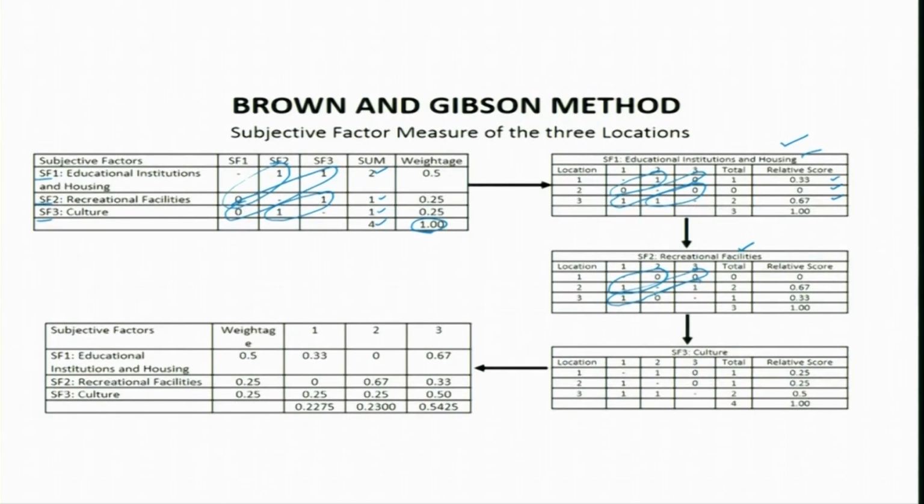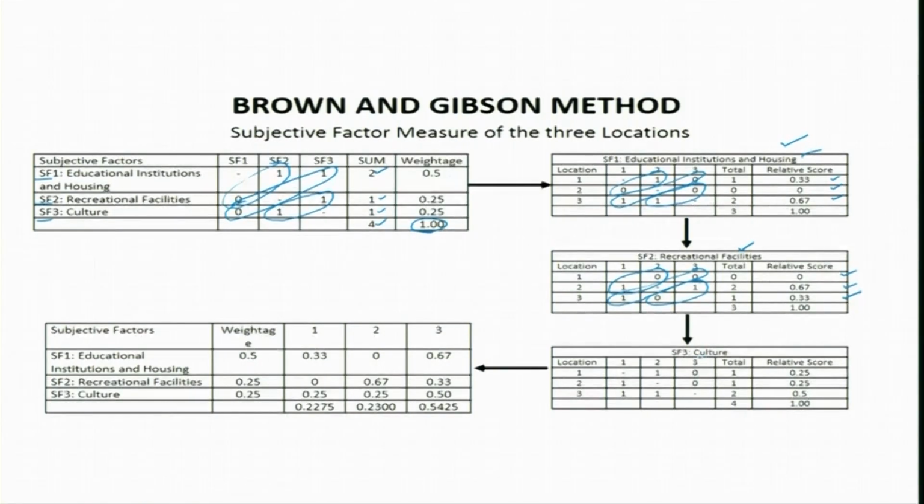Here we compare location 2 and 3. Location 2 is more important. So, 1 is written here and 0 is written here. And again we make a row-wise total: 0, 2 and 1, and we then calculate the relative scores of locations. So, from the recreational facility point of view, location 2 is the best location, location 3 is the second best, and location 1 is not a very good location from the recreational point of view.